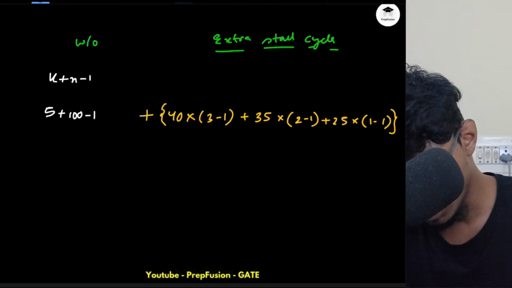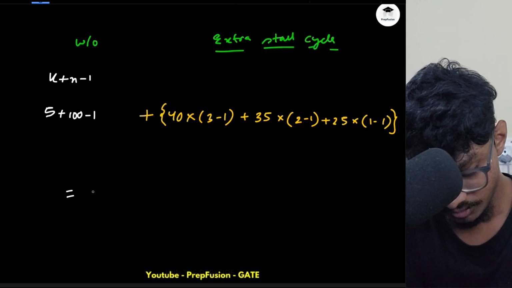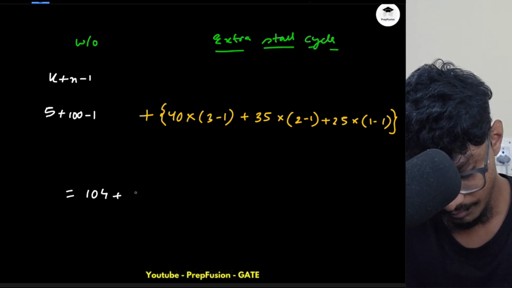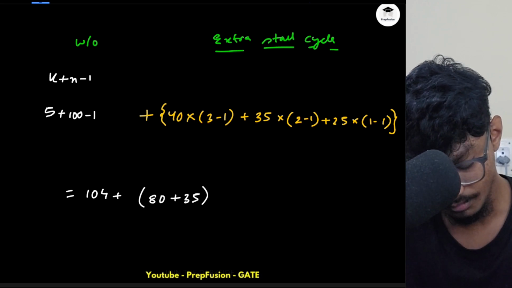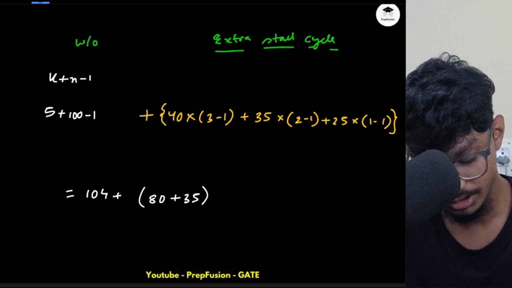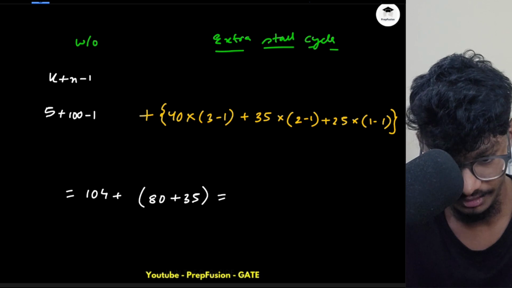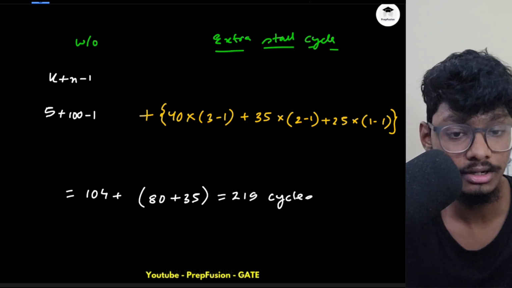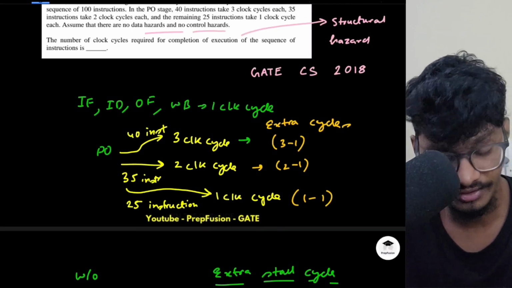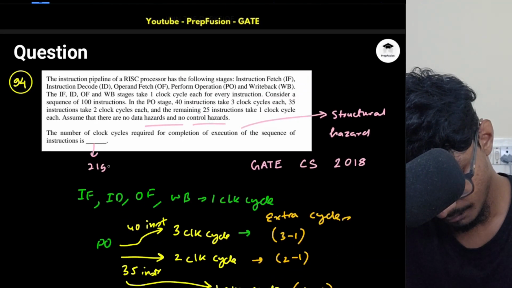Okay. So total number of cycles will be 104 plus this will be 80 plus 35. Correct? 80 plus 35, so this will be 115. So 104 plus 115 is 219 clock cycles. So the total number of clock cycles that I will need to finish this sequence of instructions will be 219.